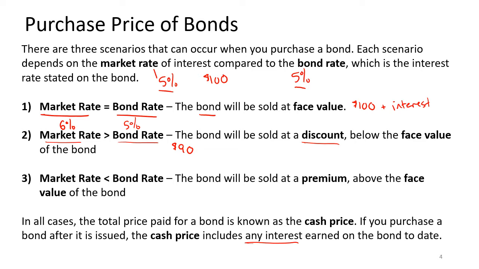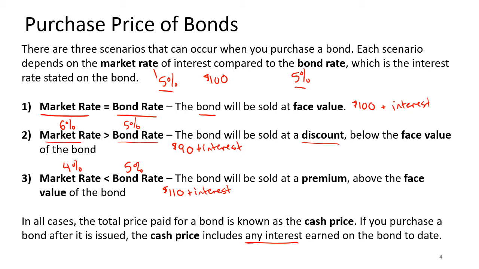Similarly, okay, again, that's plus interest. And similarly, if the market rate is less than the bond rate, let's say it's 4% and the bond rate is 5%, then that bond sold at a premium because the bond that you own is actually earning more money than if someone invested in the market. So in this case, maybe it'd sell for $110 plus interest. And we'll go into the specifics of these calculations later on in this lecture.